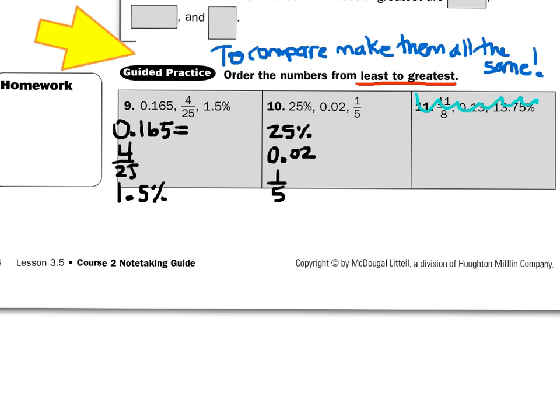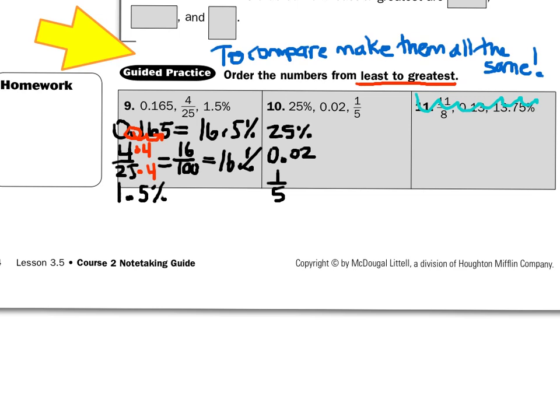So 0.165 as a percentage, I would grab the decimal point and move it 2 places to the right. So that would give me 16.5%. And then for 4 over 25, to change that to a percentage, I would just look at the denominator and say, I want to make it 100. 25 times 4 would make that 100. So whatever I do on the bottom, I have to do on the top. And so that would give me 16 over 100, which is 16%. Oops, percent. There we go. And then for 1.5%, it's already a percentage.